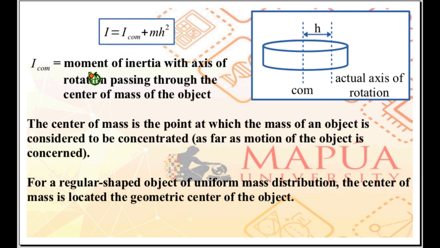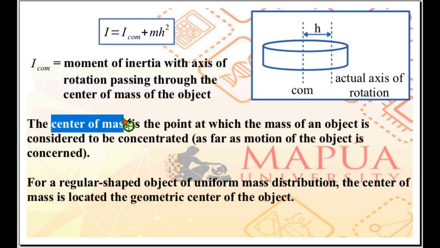Again, I_COM is the moment of inertia with the axis of rotation passing through the center of mass of the object. And the two axes must be parallel: the center of mass axis and the actual axis of rotation of the object. I is equal to I_COM plus mh squared.